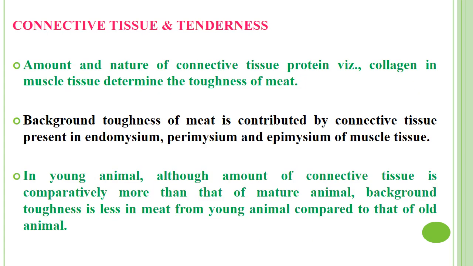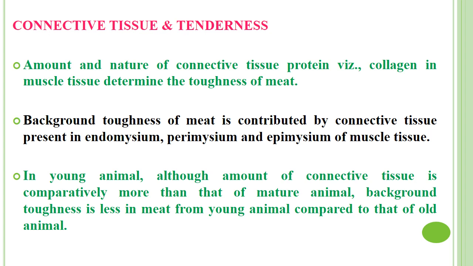Here first we will discuss connective tissue and tenderness. The amount and nature of connective tissue protein, which is mostly collagen in muscle, determines the toughness of meat. So collagen, its quantity and nature, has a direct relation with tenderness, and this background toughness of meat is contributed by connective tissue present in the endomysium, perimysium and epimysium of muscle tissue. I mentioned that these three layers covering the muscle are mostly collagen. So this collagen has a direct relation with tenderness, and that is called the background toughness of meat.